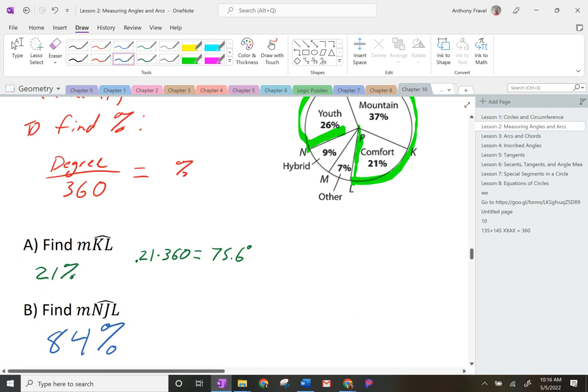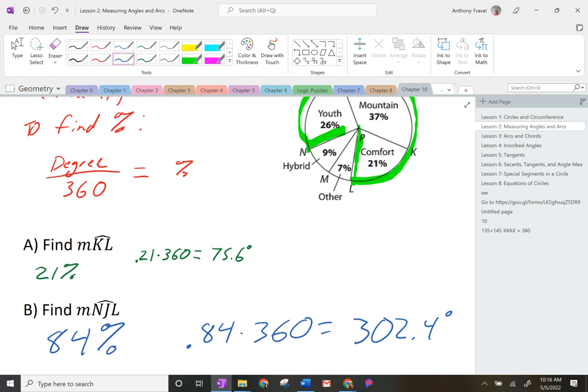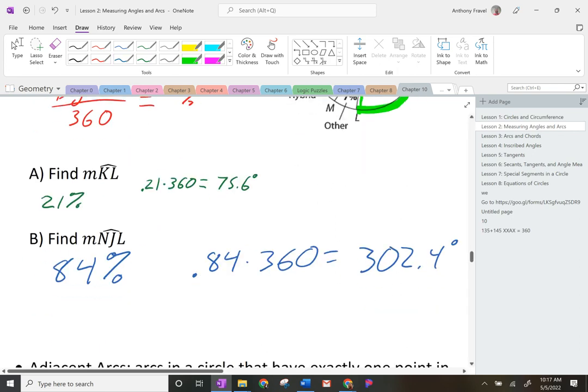Kaylin? 0.84. Fantastic. Yep, I'm just going to write that percentage as a decimal. So 0.84 times 360, because that's how many degrees there are in a full circle. And I get 302.4 degrees. Again, if they give you the percent, change it to a decimal, and then multiply by 360. Thumbs up, thumbs down. So great. Okay.